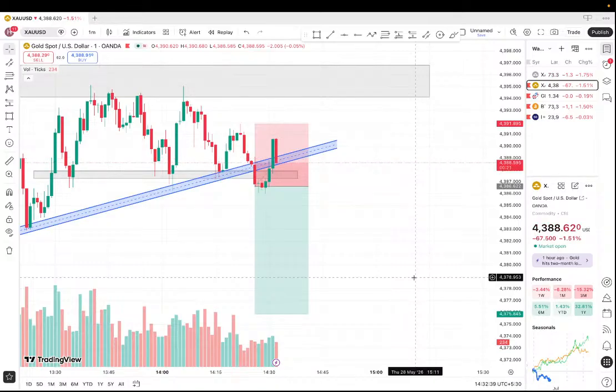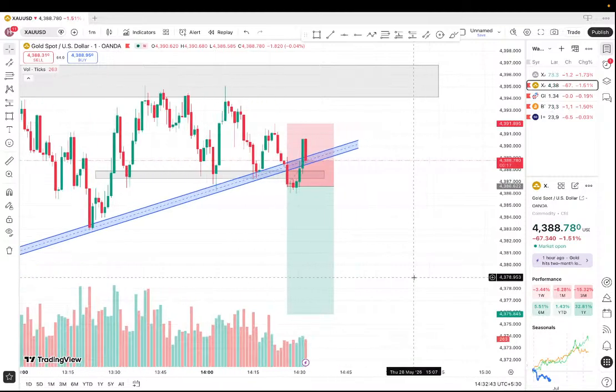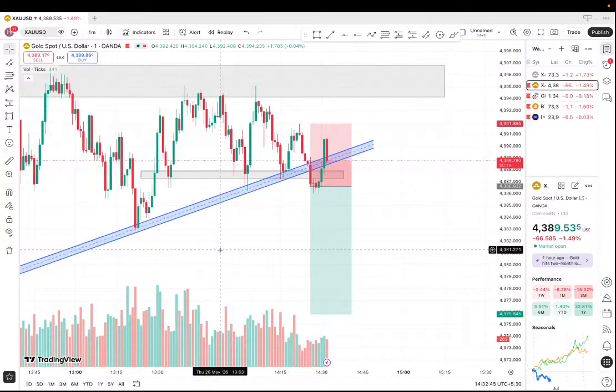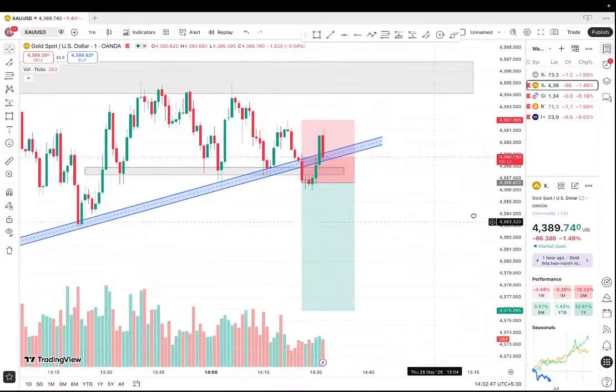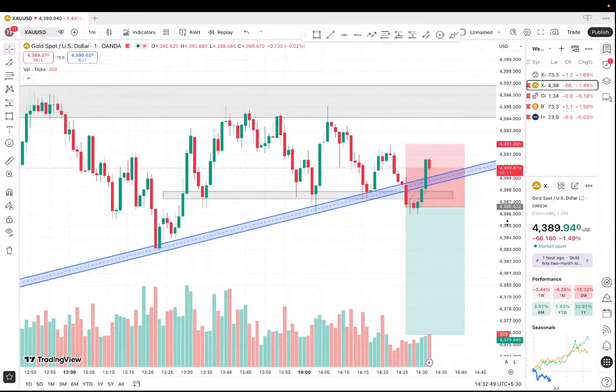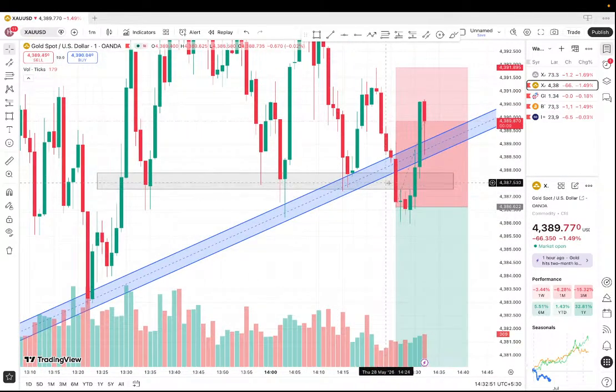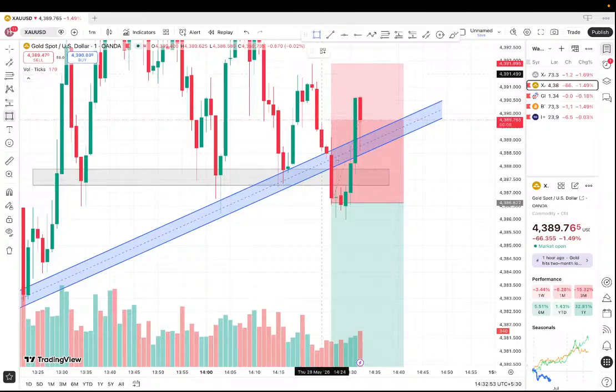Gold is an extremely volatile instrument, like extremely volatile. This can also be a fail of this trend line.